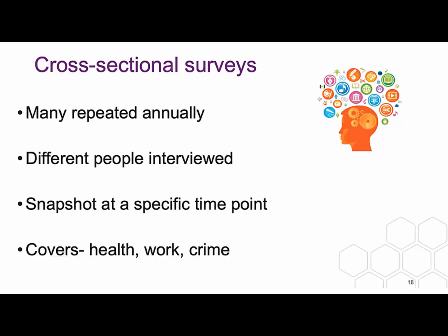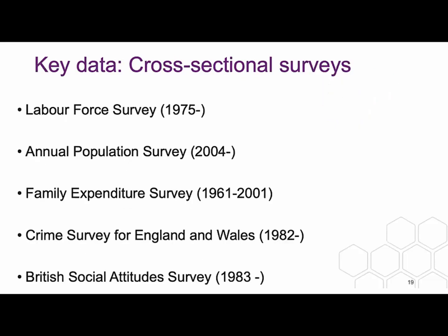These are repeated cross-national surveys. So many of them are repeated annually or most years, but each time they run, they use a new sample of people. They use the same questions each time they're run, so they can be used to track trends of the population over time. They therefore offer a snapshot at a specific point in time. So the topics that are covered include health, work, crime, social attitudes, family expenditure, living costs, housing, things like that. So these are some of our most widely used cross-sectional surveys.